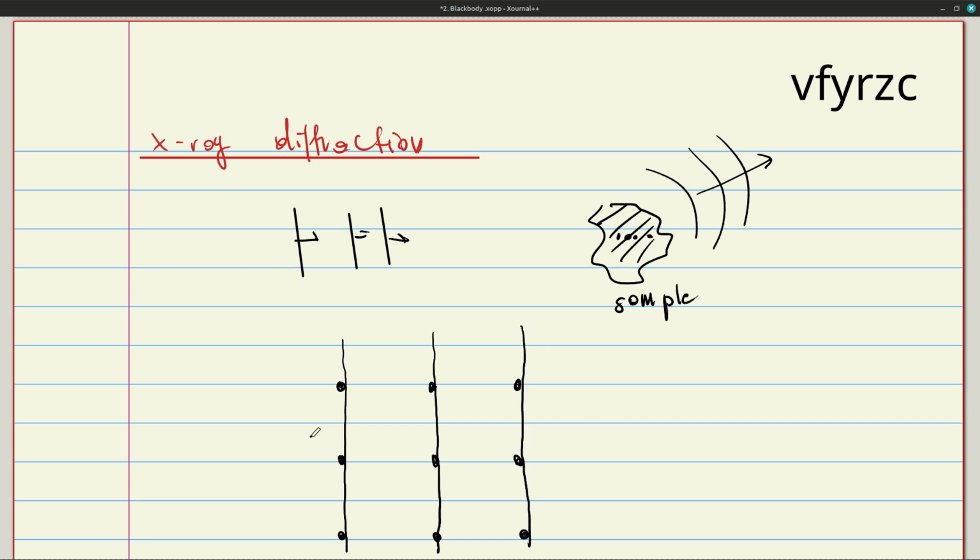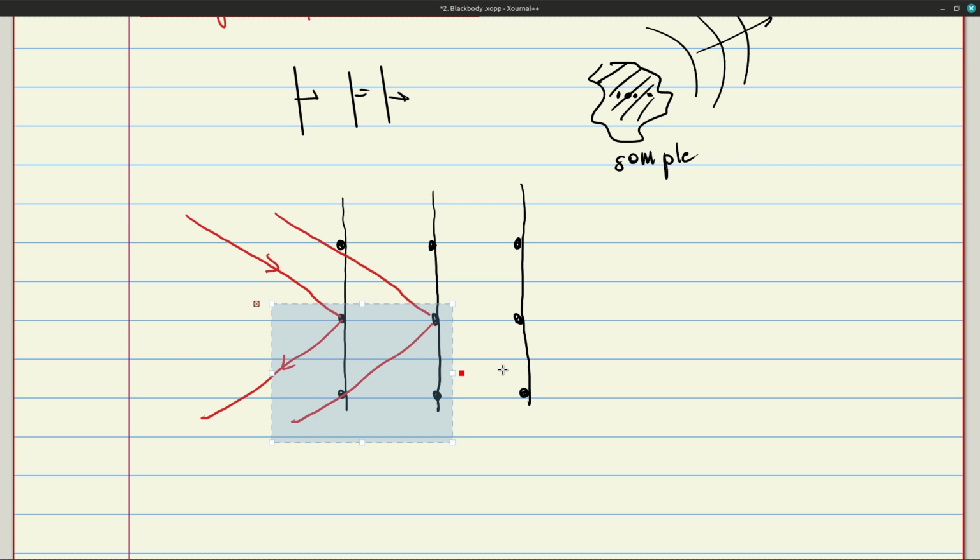Now I send X-rays. Suppose this is my incoming X-ray, and it scatters from one layer and goes like that. This X-ray is like a wavefront. There will be a second X-ray coming, and it will be reflected, right? Something like that. And what is the separation here? This is on the order of a, which is angstrom. I will call it the lattice constant of this sample.